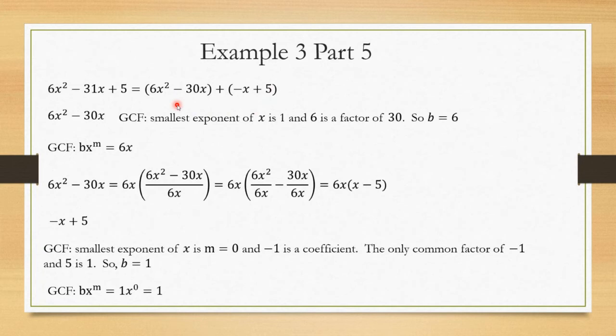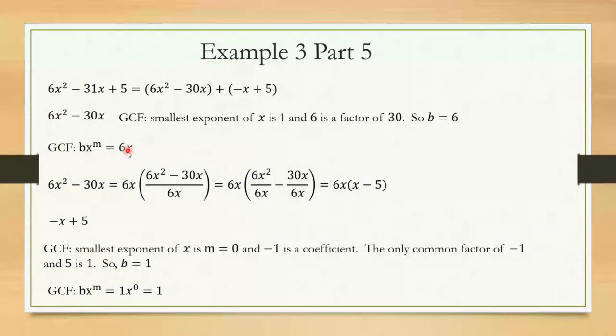So from the first group, the smallest exponent of x is 1. So m is 1 in the GCF. Now 6 is a factor of 30, so 6 is the greatest common factor among 6 and minus 30. If you were to list the factors, you would see that 6 is the biggest common factor. So we get the GCF is 6 times x to the first, which is 6x. That's what we get. Good.